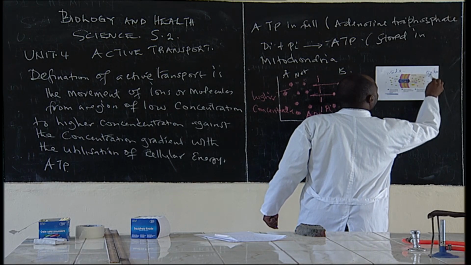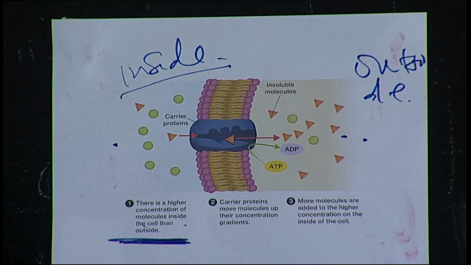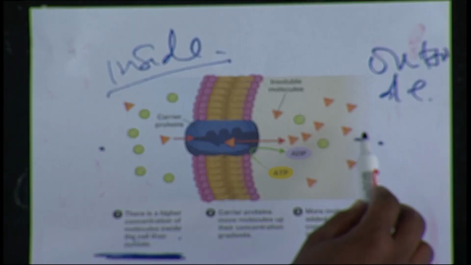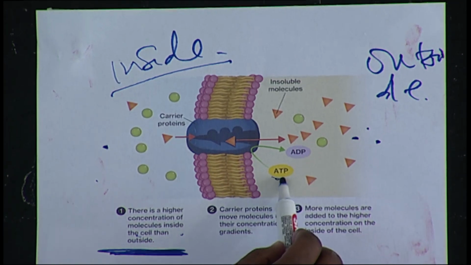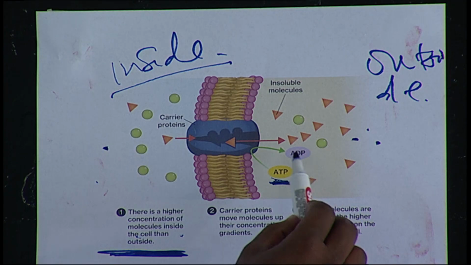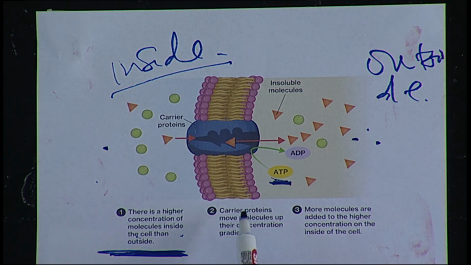So inside there are more molecules compared to the outside. So the molecules have to move from outside to inside with the help of the hydrolysis of ATP. ATP will be hydrolyzed to ADP, and one molecule of phosphate will be used to transport these molecules through carrier proteins. So these carrier proteins move molecules up their concentration gradient. If I say up their concentration gradient, it means it is uphill transport.